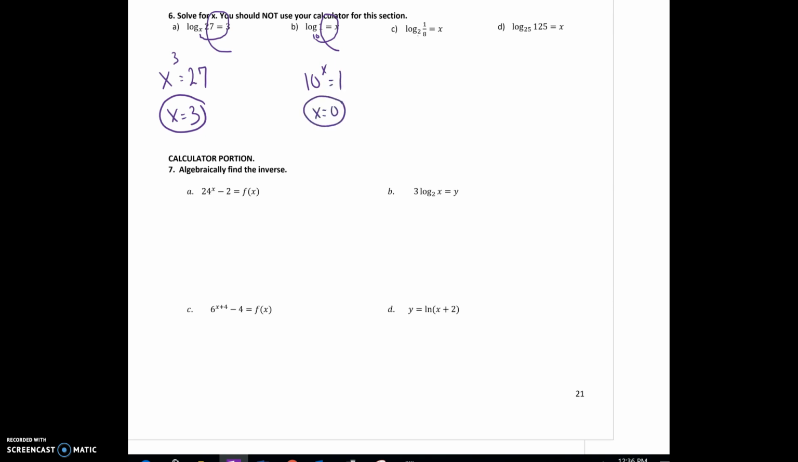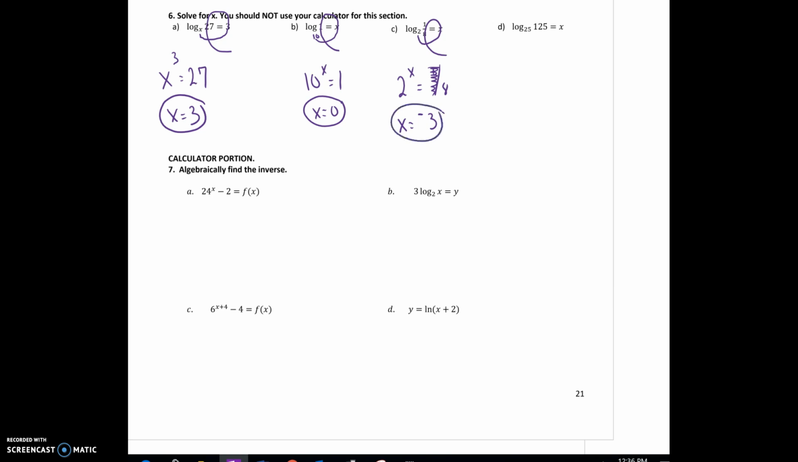Next one, again, 2 to the what power gives you 1/8. So remember, negative exponents are what's making this a fraction. So x is definitely going to be a negative number. So that kind of takes care of this one part. So 2 to the what power gives you 8. That's going to be a -3.